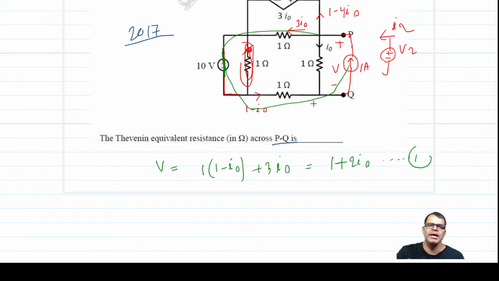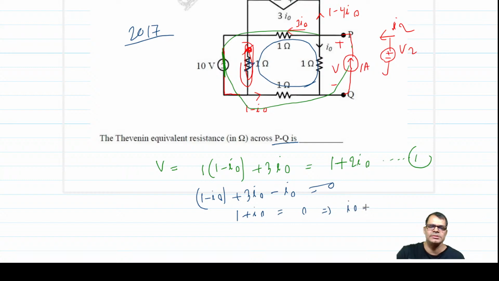Now I will apply the KVL around this loop. Remember, this is not acting. Same way, 1 minus I0 into 1, then plus 3I0 into 1, minus I0 into 1 equals 0. So 1 plus I0 is equal to 0, which gives you I0 is equal to minus 1, equation 2.